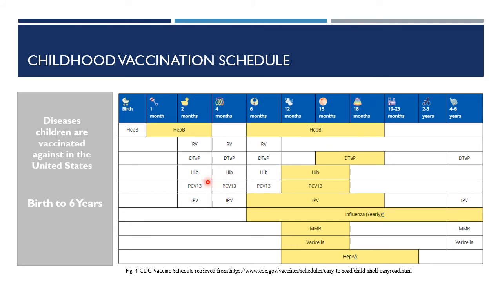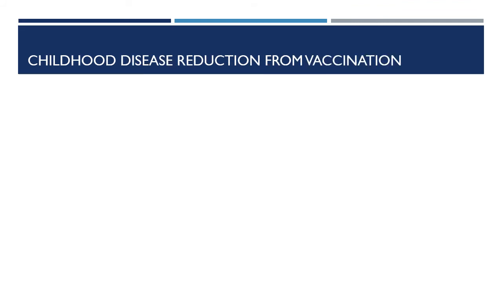PCV13 is a pneumococcal vaccine. IPV is against polio. And then we have the combined MMR for measles, mumps, and rubella. Lastly, varicella, aka chickenpox, and Hep A. A bunch of nasty things that we can greatly prevent here by sticking to this vaccination schedule. I'm certainly very thankful to have avoided these diseases, and I'm glad that I'm able to do the same for my child. It is no surprise that childhood disease has been greatly reduced from vaccination.